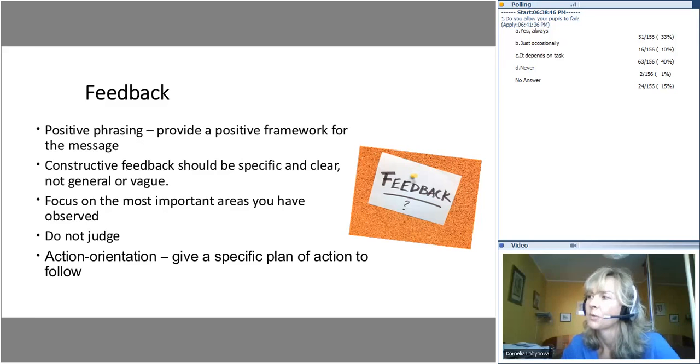Teach pupils to give and receive feedback. It's not easy. It's not easy even for us, for adults. They can also write, of course, their feedback on sticky notes and place it on a board. And I will show you in the end that there is also a very nice template for giving feedback.